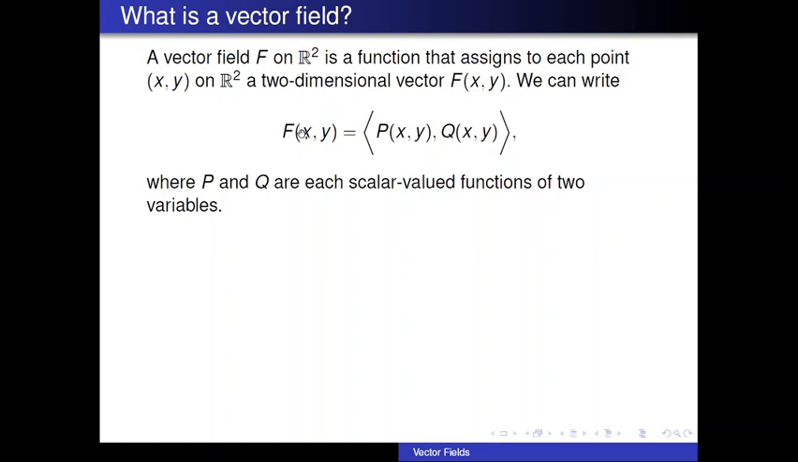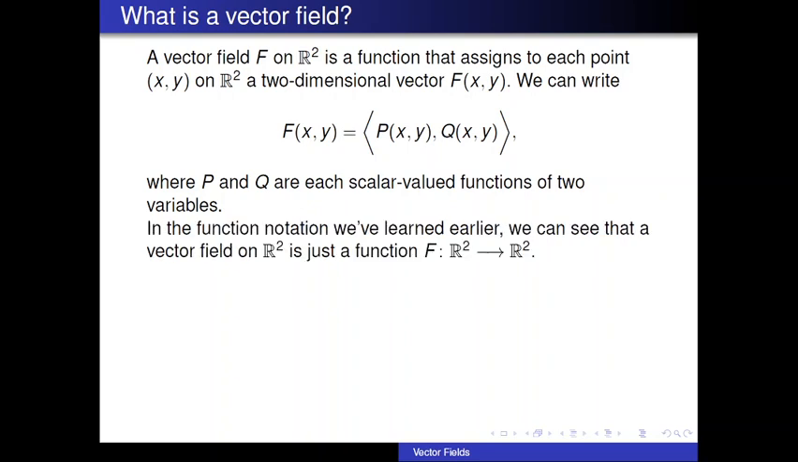So we can write this like this. We can write big F of x, y equals these vector brackets, right? Because we want to emphasize that the outputs are vectors. But the two components can each be scalar valued functions of two variables. So we'll write those as P of x, y and Q of x, y. This is the first component of F of x, y. This is the second component. So each of these are just scalar valued functions, but they could depend on both x and y.